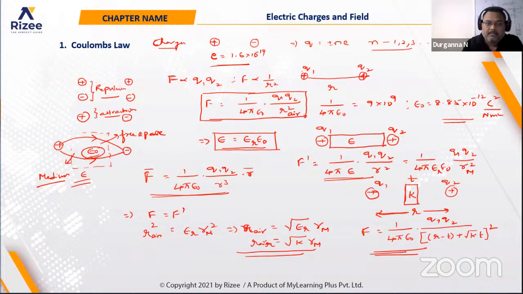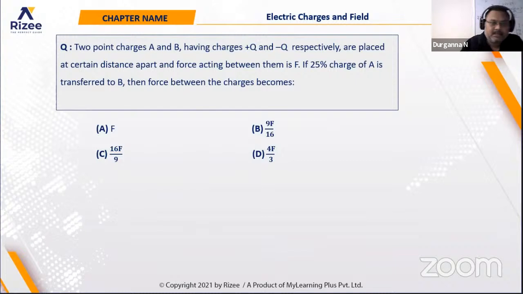Now coming to the sums on this particular thing. This is one of the models that you can be asked. Two point charges A and B are there, having charges plus Q and minus Q. Remember, there is an attractive force because they are opposite charges, placed at a distance d apart. The force between them is F. Now 25% of the charge on A is transferred to B. Then what will happen to the force?